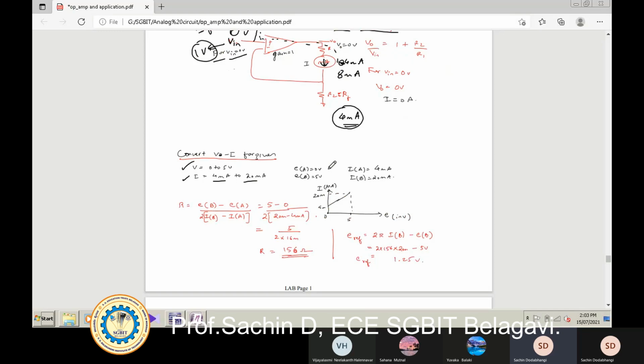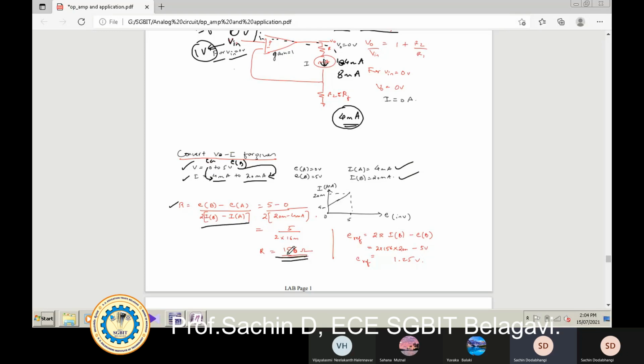This is the formula to find the resistance value: EB minus EA. From the given data 0 to 5, 0 means it is EA, 5 means it is EB. And 4 milliampere to 20 milliampere means for 0 volt it should convert to 4 milliampere. For 5 volt input voltage, the output current should be 20 milliampere. So the current IA is 4 milliampere, IB is 20 milliampere. This is the formula to find the resistance.